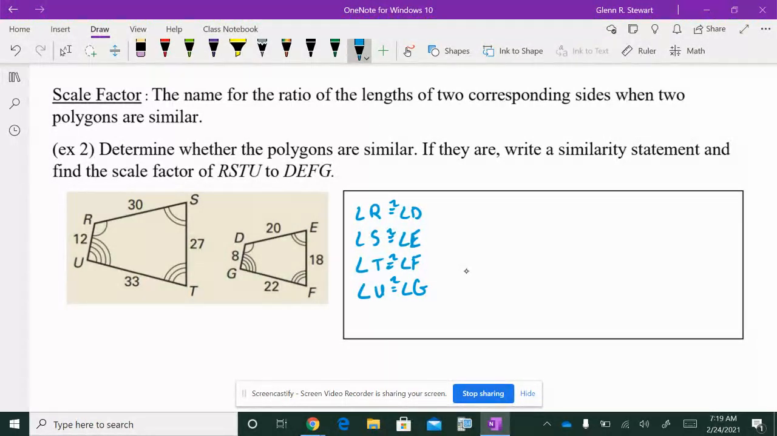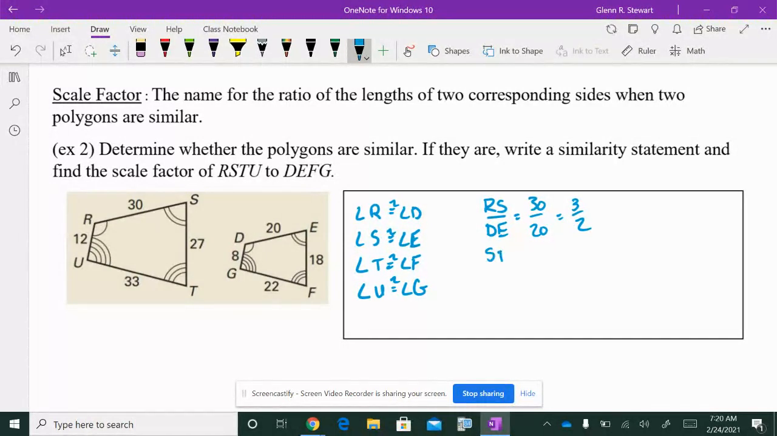So, taking a look here and taking our time, we've got RS and DE, which is 30 over 20, which is 3 over 2. So we need a 3 over 2 ratio for all my other sides as well.